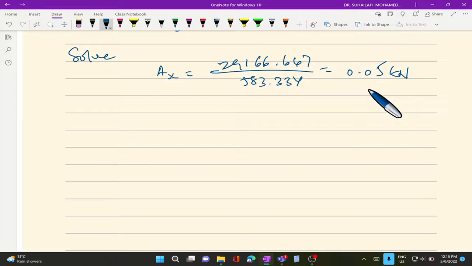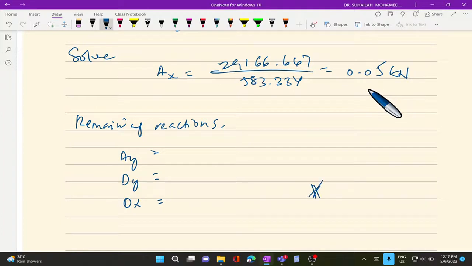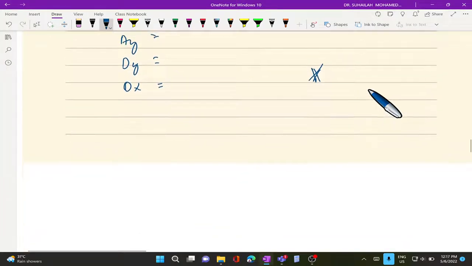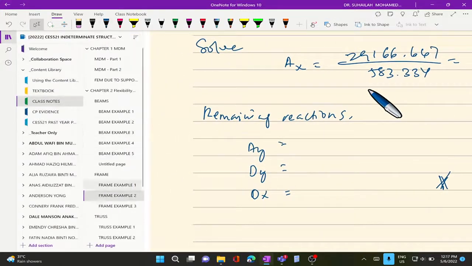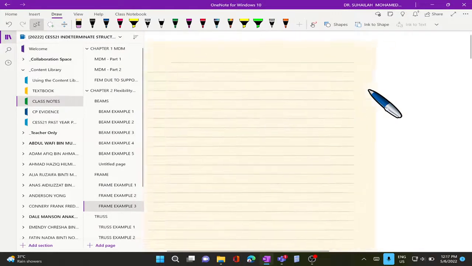So continue to calculate the remaining reactions. We have A, Y, dy, dx. Calculate, then baru consider siap. If there is an additional question asking you to draw the shear force diagram, you just need to continue. So this is a frame with one redundant.